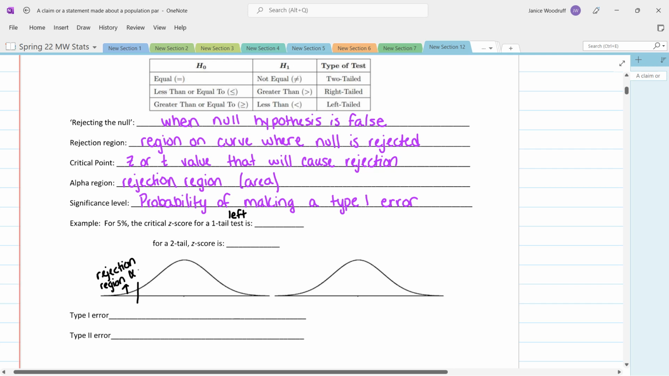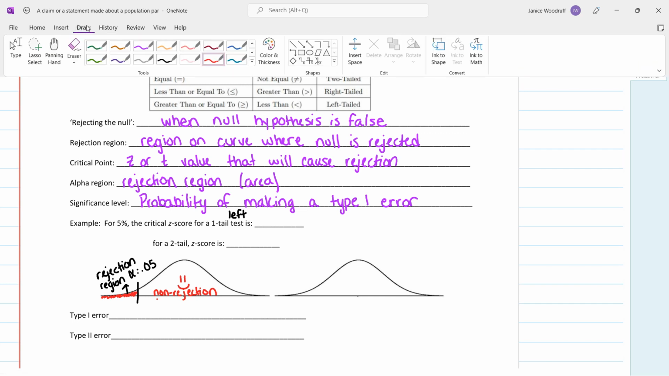this is the rejection region. Okay, with an alpha of 0.05, that significance level of 5%. Okay, so that's our rejection region. And then this here, that's where we would not reject, or a non-rejection region. And then if this is 5%, then the non-rejection region is 95%.